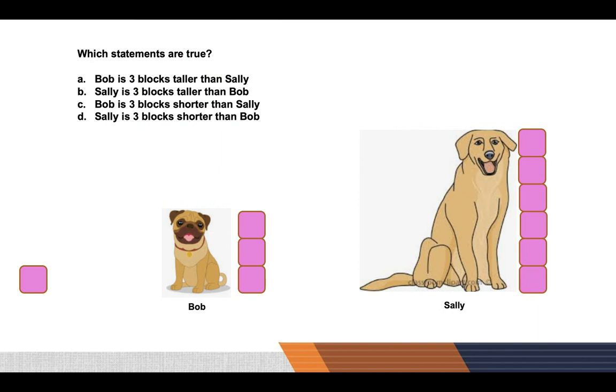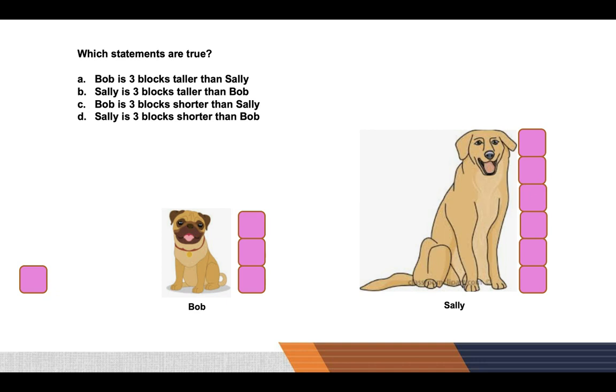Which statements are true? A. Bob is 3 blocks taller than Sally. B. Sally is 3 blocks taller than Bob. C. Bob is 3 blocks shorter than Sally. Or D. Sally is 3 blocks shorter than Bob. There's more than one correct answer. Go ahead and pause, take your time, and figure out which statements are true. Press play when you are ready to check your work.